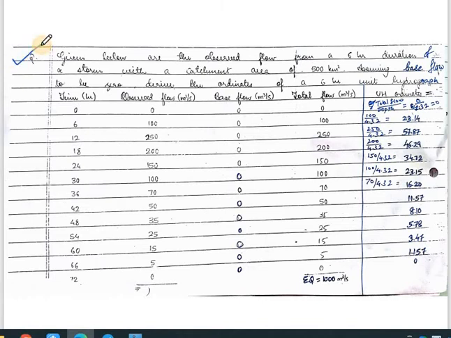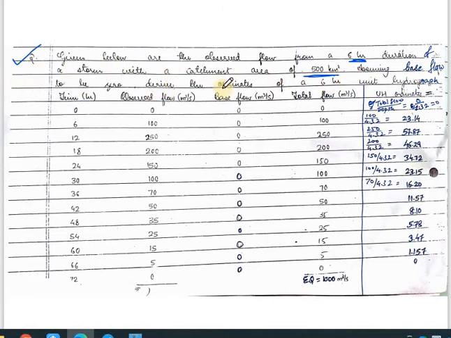So this is the first question of your hydrograph. It is saying that given below are the observed flow values from a 6-hour duration storm with a catchment area of 500 kilometers square. So it is saying that the rainfall is happening for an interval of 6 hours, and the catchment area is 500 kilometers square. Assuming the base flow to be zero, it is saying that there was no base flow during the rainfall. So we are assuming that it is zero. Derive the ordinates of the 6-hour unit hydrograph.